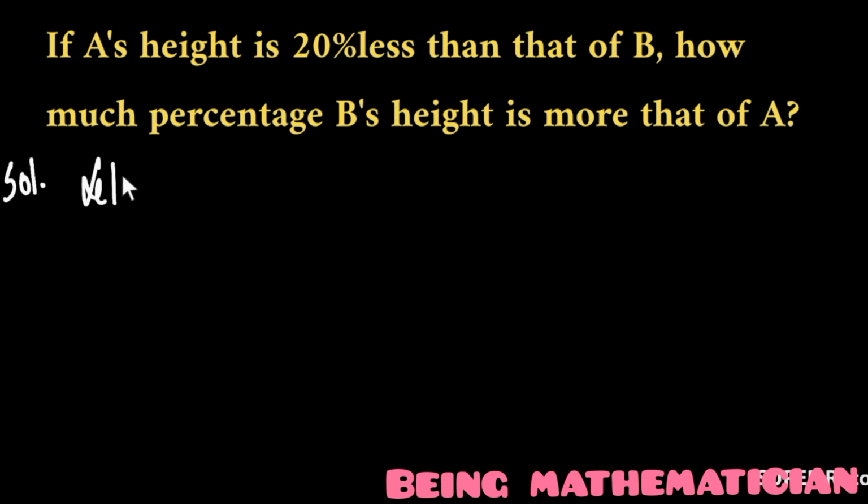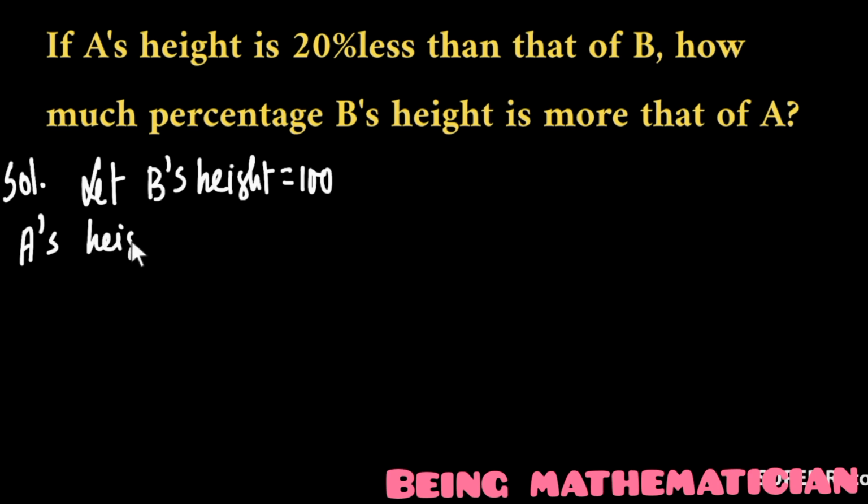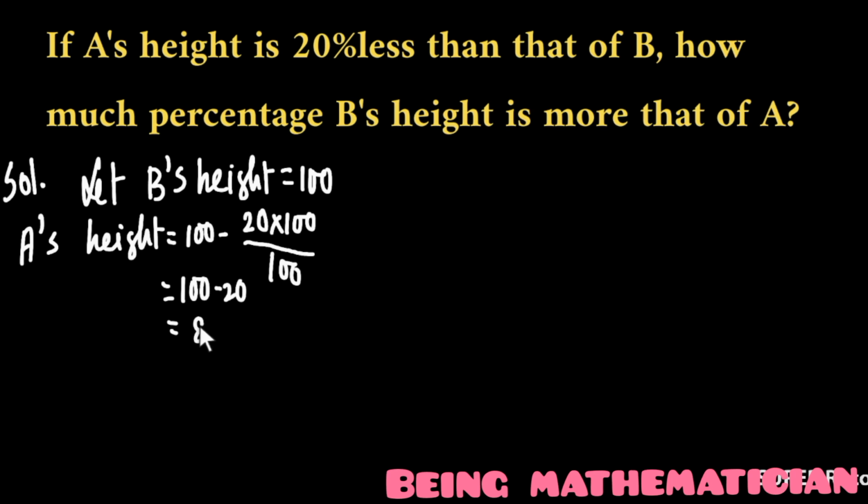Let B's height be 100 and A's height be 100 minus 100 into 20 by 100, that is 20% of 100, that means 20. So A's height is 80. Now step 2.